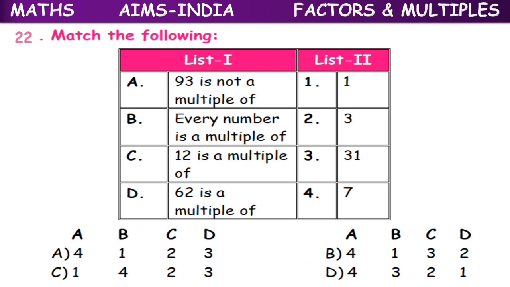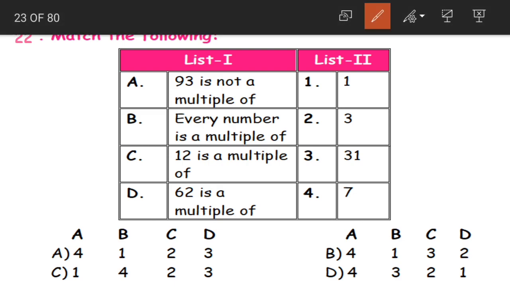Next question. Match the following. Here we have list 1 and list 2. We have to match the statements in list 1 with the answers in list 2. Now, 93 is a multiple of 1. 1 93s are 93. Again 93 is a multiple of 3. 3 31s are 93. Again 31 3s are 93. So what is the answer? Option 4. 93 is not a multiple of 7. It does not come in the 7 table.